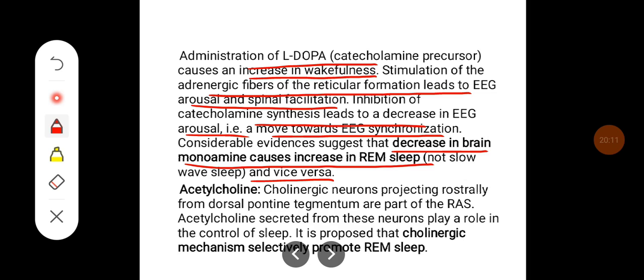Acetylcholine, where cholinergic neurons projecting rostrally from the dorsal pontine tegmentum, are part of the RAS. Acetylcholine secreted from these neurons play a role in control of sleep. It is proposed that cholinergic mechanisms selectively promote REM sleep.